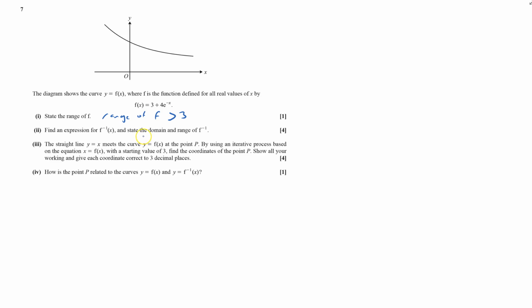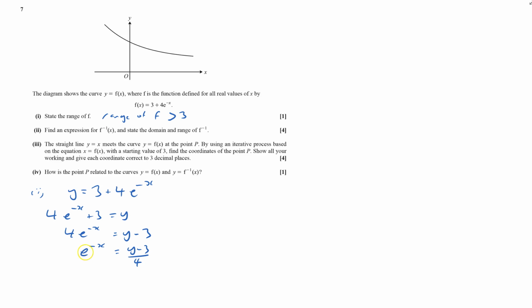Find an expression for the inverse of f. Okay, so for the inverse, I'm going to put the function f of x as y. So you get y equals 3 plus 4e to the minus x, and then you rearrange that until you get x equals. First thing I'm going to do is switch it around to the other side because I prefer doing it that way. 4e to the minus x plus 3 equals y, and then keep on undoing things. Take away the 3, so 4e to the minus x equals y minus 3. Now divide by 4, so e to the minus x equals (y minus 3) over 4.